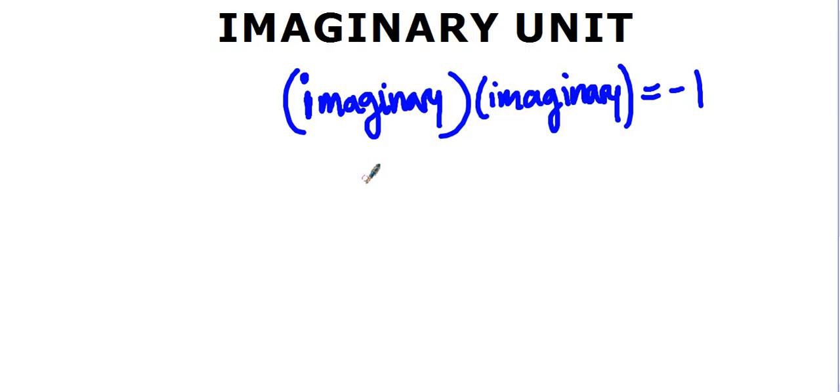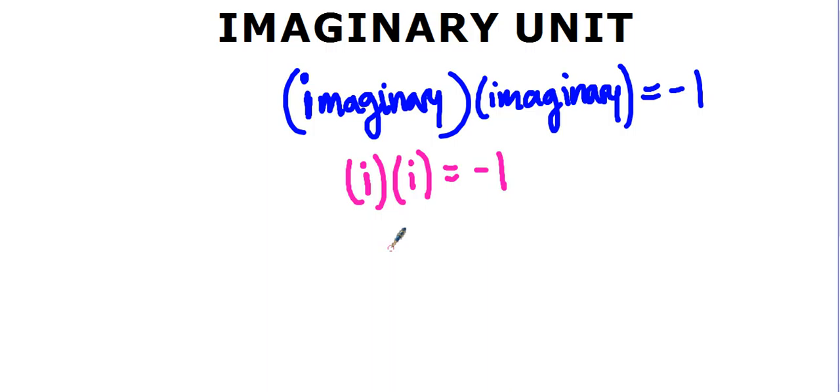So I say that letter I stands for imaginary. So something imaginary times something else imaginary must give me -1. Well, if that is true, maybe I could use a shorter way to write this. I could use letter I. So I could say I for imaginary times another I will give me -1.